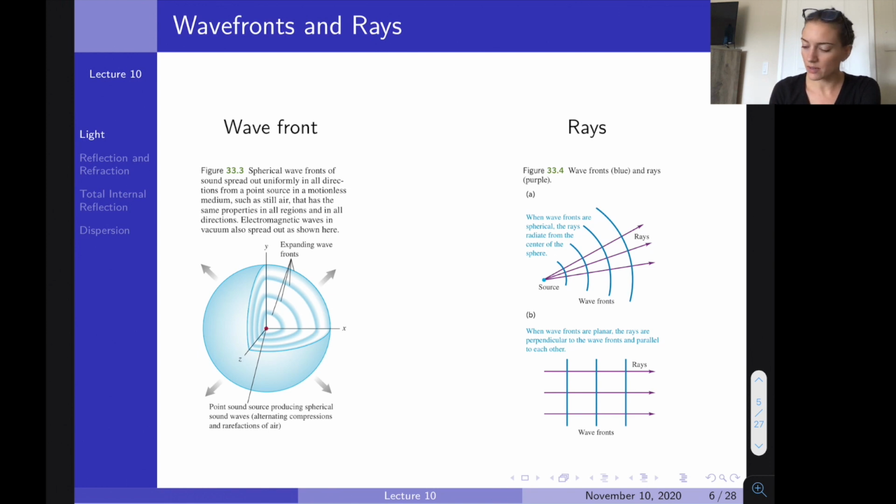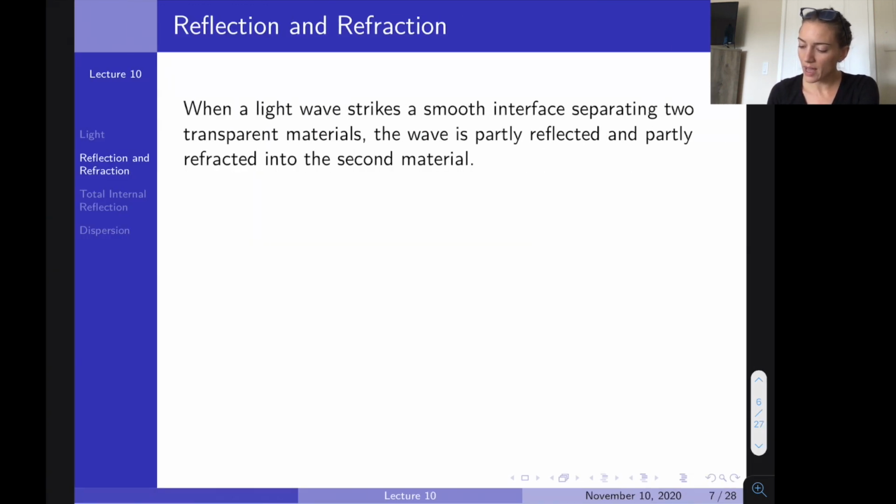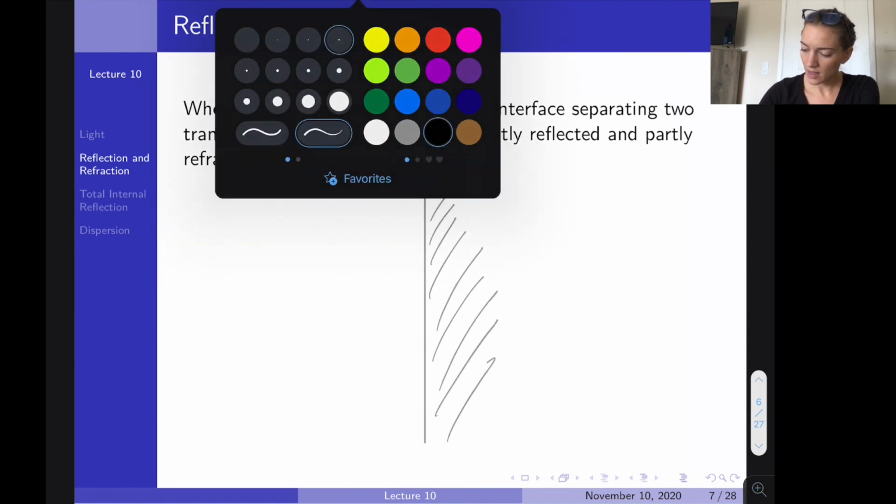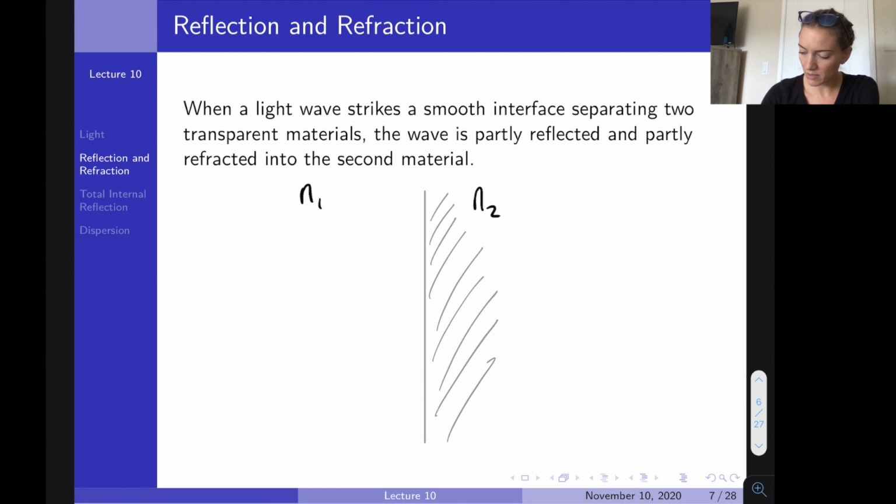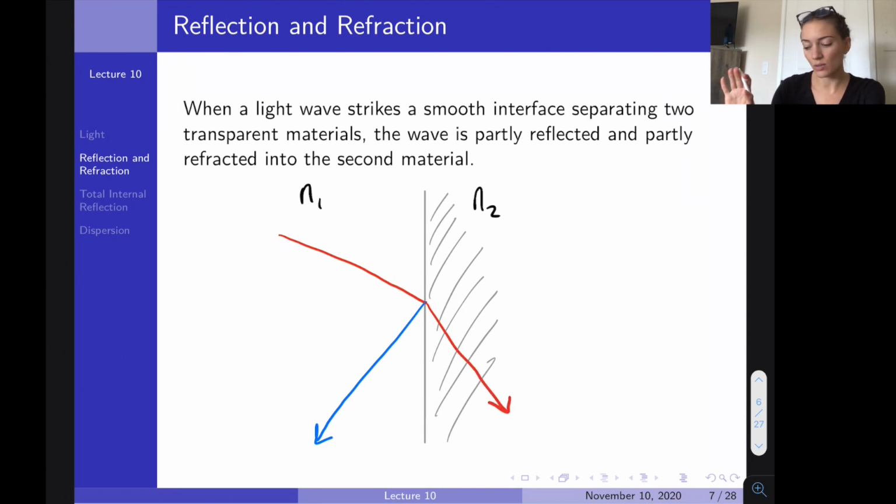So now let's get into reflection and refraction. Let's say we're going from one medium to another. This has some index of refraction, and this has some other index of refraction. When our light ray comes in through medium 1 and strikes the surface of medium 2, some of it will get reflected off the surface, just like a mirror. And then some of it will get refracted. So maybe it will bend a little bit like that. When light gets refracted, it just means that the light ray gets bent a little bit as it enters the medium.